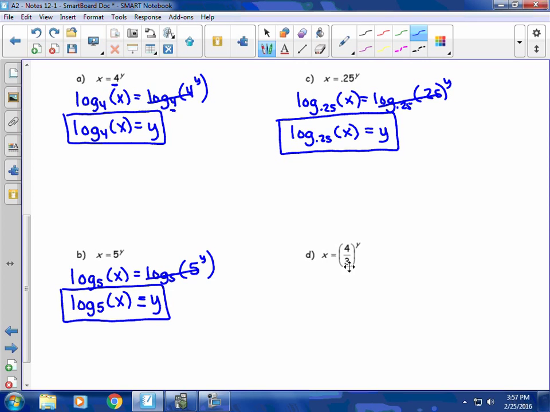And last one, x equals 4/3 to the y. Going to take log base 4/3 of both sides. So log base 4/3 of x equals log base 4/3 of 4/3 to the y. Cancel it out. Log base 4/3 of x equals y.